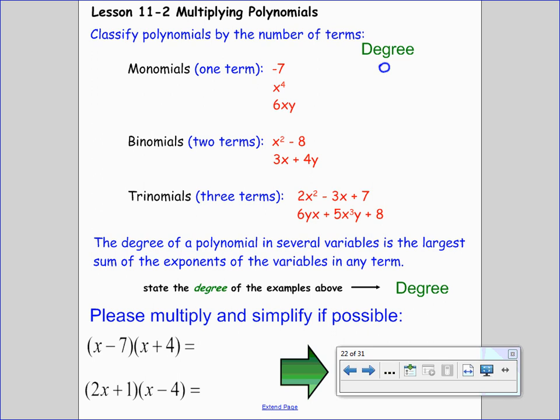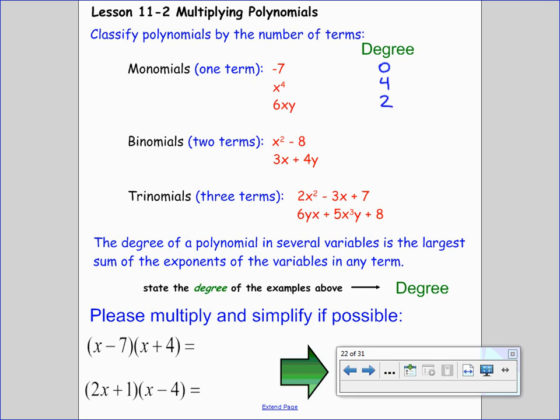X to the 4th, you guessed it, 4th degree. And if I have multiple variables in the same term, then the degree of that term is the sum of the exponents. And so the degree of this third monomial, 6xy, it's not 1. Even though that's x to the 1st and y to the 1st, it's the sum of those exponents. And so that would be 2, because both contribute to the overall degree. The degree of 6xy is 2.